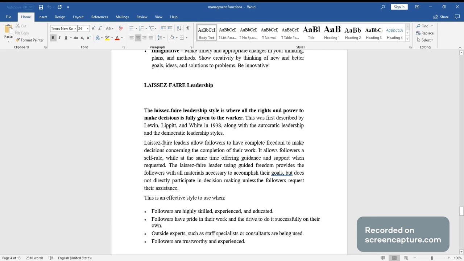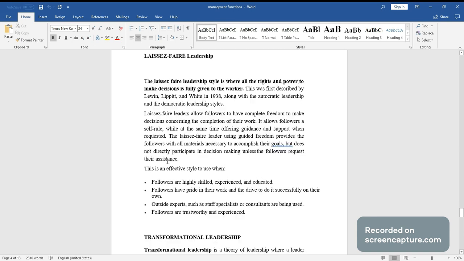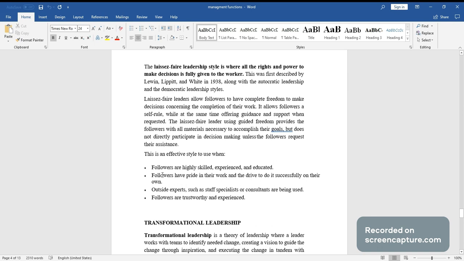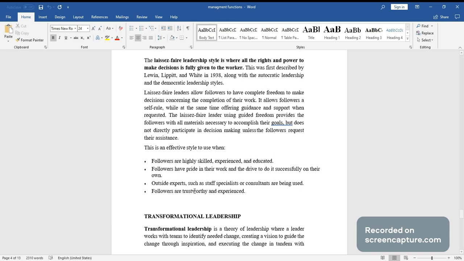The leader allows the followers to have complete freedom to make decisions concerning the completion of their work. It allows the followers self-rule while at the same time offering guidance and support when it is required. The followers are highly skilled, experienced, and dedicated. Followers take pride in their work and can work successfully on their own, with outside experts.